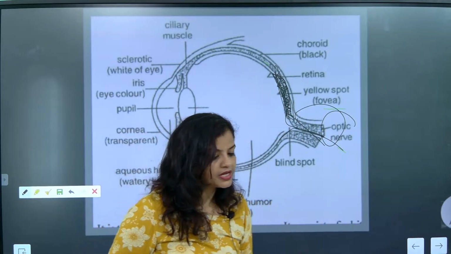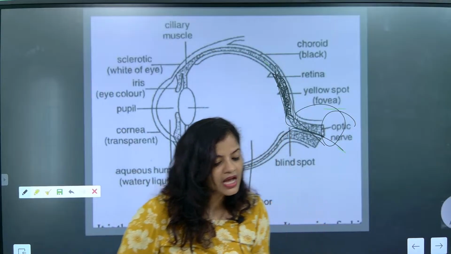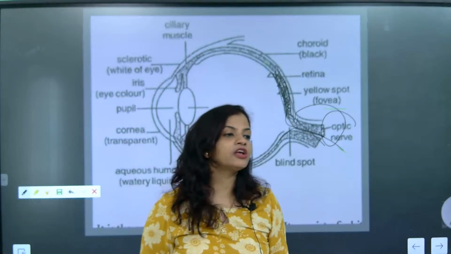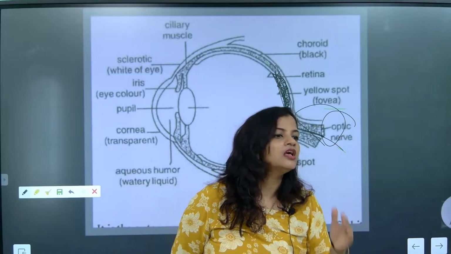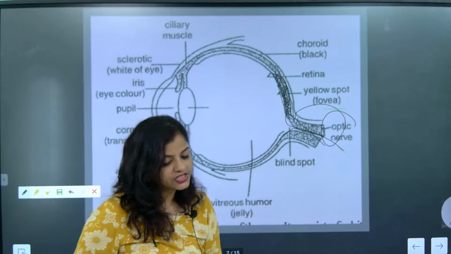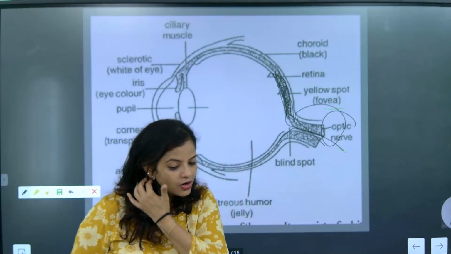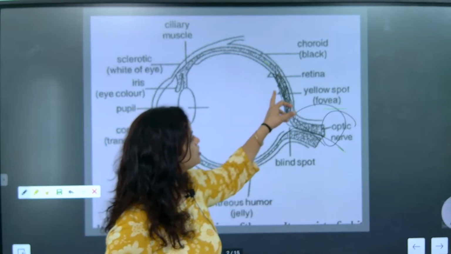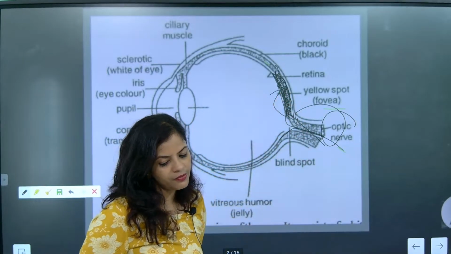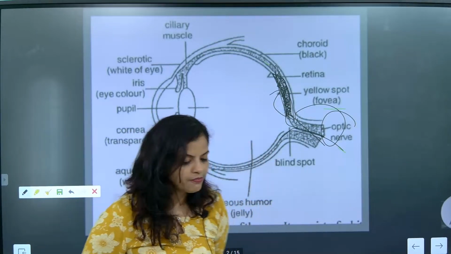And what will these optic nerves give, beta? Can you say electrical impulses? It will change the image into electrical impulses. Understood? Abhay, on the yellow spot, is the image obtained or not? Yes, yes, yes. These are exactly the spot regions where the image will be obtained. Okay, electrical impulses.